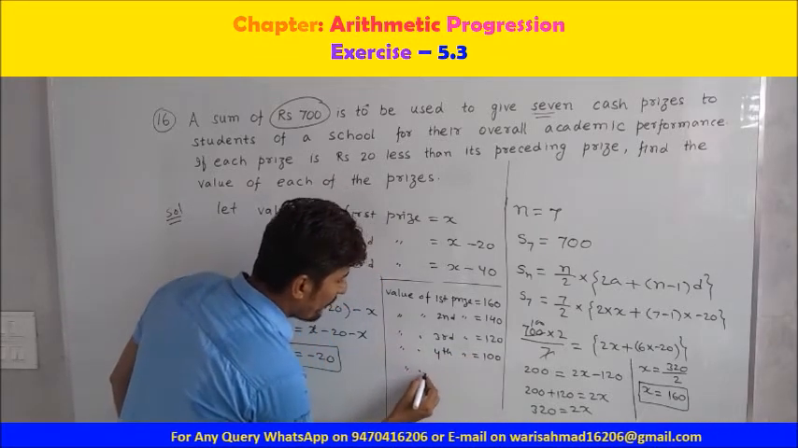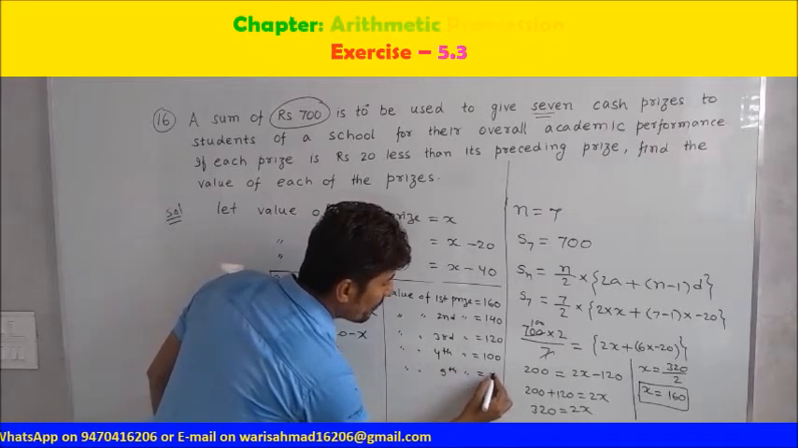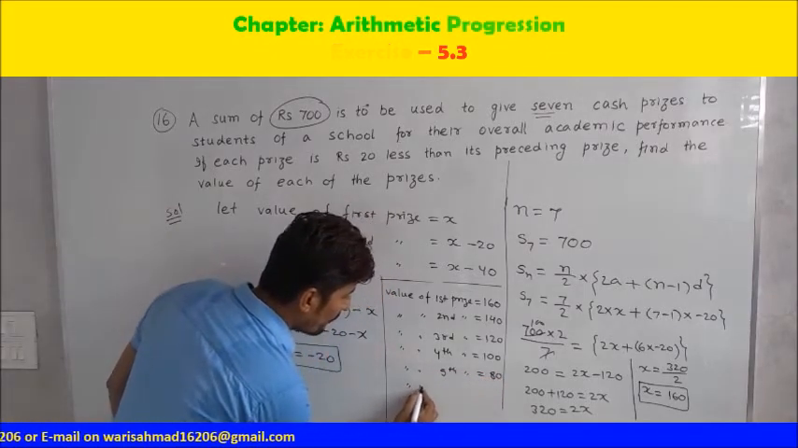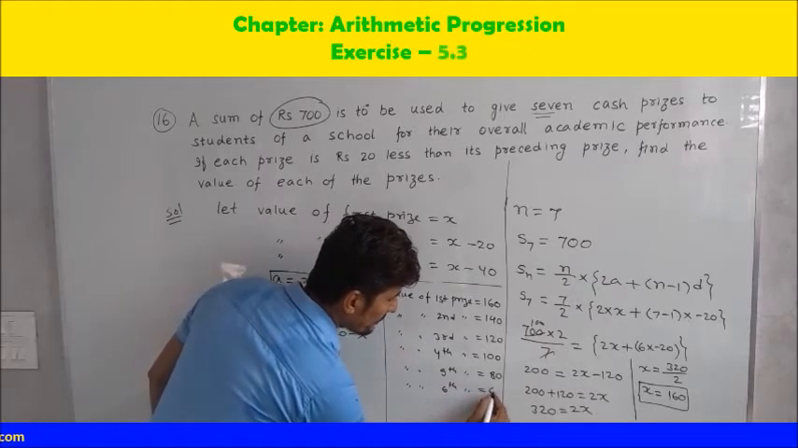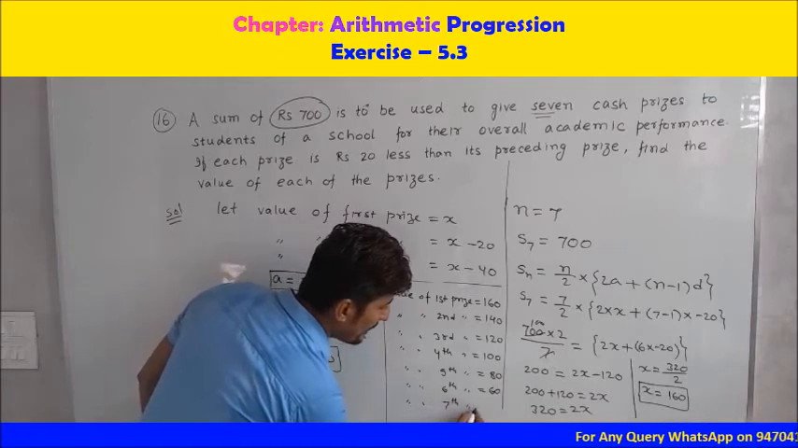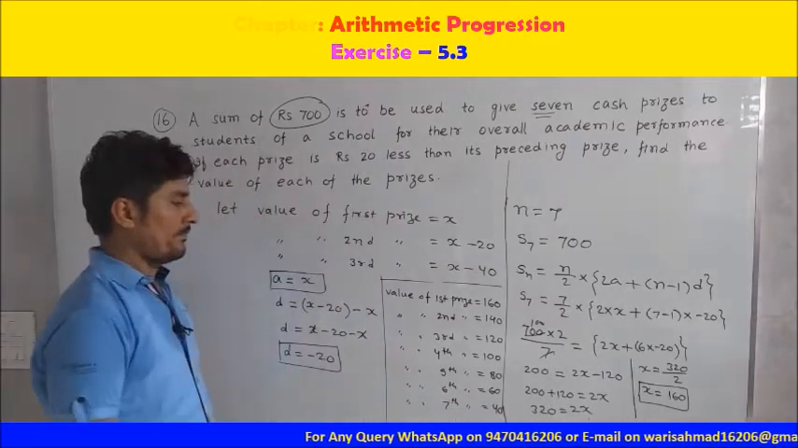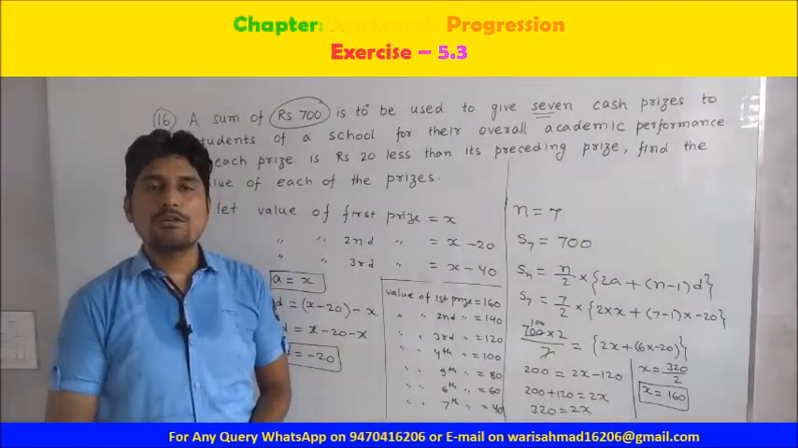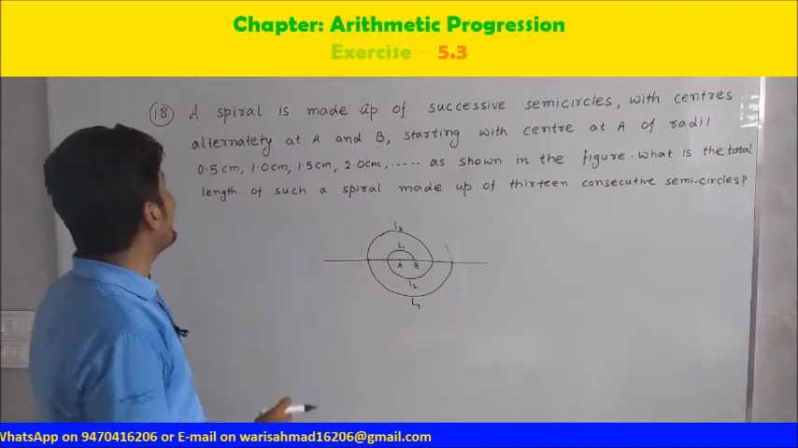Then the value of the fifth prize will be rupees 80. Value of the sixth prize will be 60, and the value of the seventh prize will be rupees 40. So this is the complete solution of this question. Now let us see question number 18.